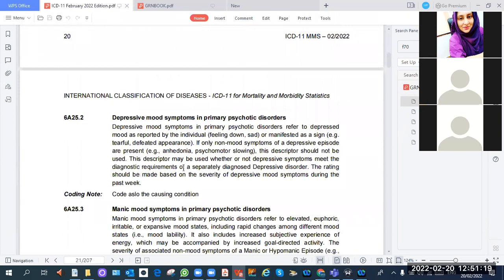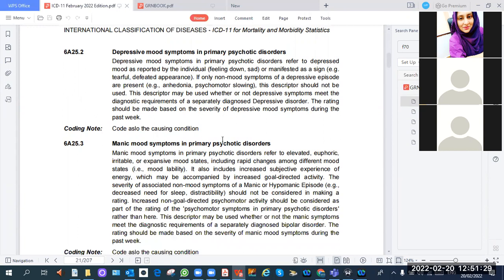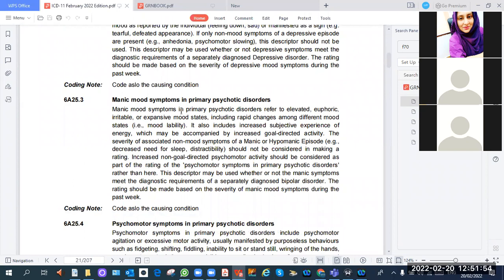Okay, depressive mood symptoms in primary psychotic disorders. Sometimes there can be depressive and manic mood symptoms in primary psychotic disorder. Sometimes you will diagnose that as schizoaffective disorder, but sometimes you will just say that it doesn't fulfill the criteria of schizoaffective disorder. You will just say depressive mood symptoms in primary psychotic disorders.